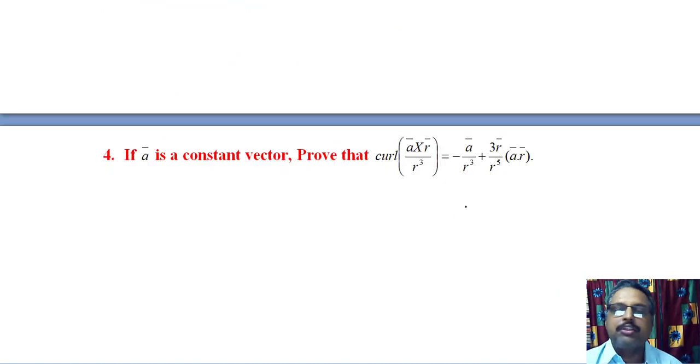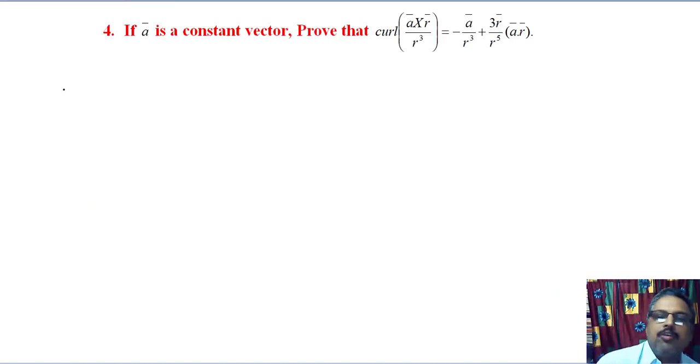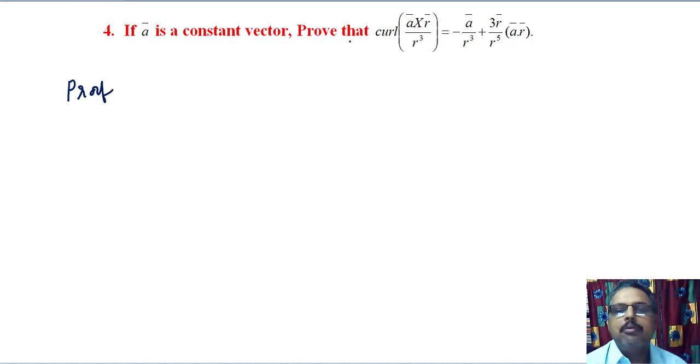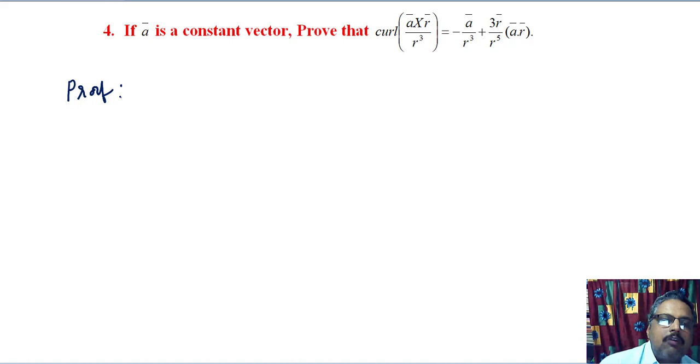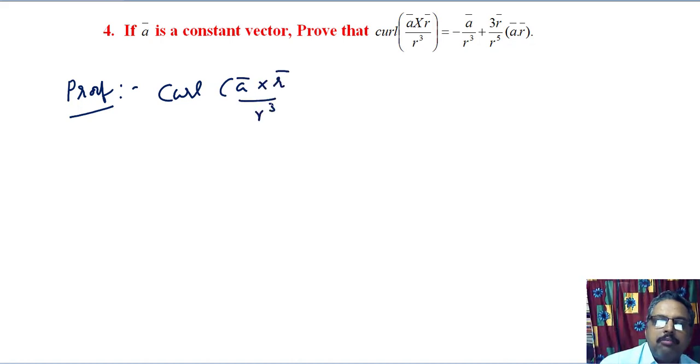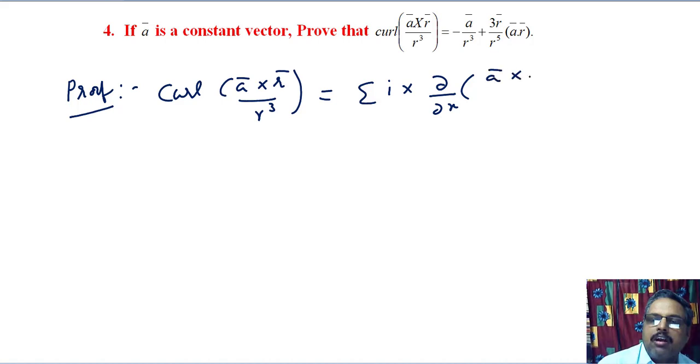Now coming to the next question, most important question, another question. If a bar is a constant vector, prove that curl of a bar cross r bar by r cube equals to this quantity. We will prove this one. How to prove this one? Listen carefully. Try to understand the logic. Curl a bar cross r bar by r cube is scalar quantity. What is the first sigma notation? Sigma i cross dou by dou x of a bar cross r bar by r cube.